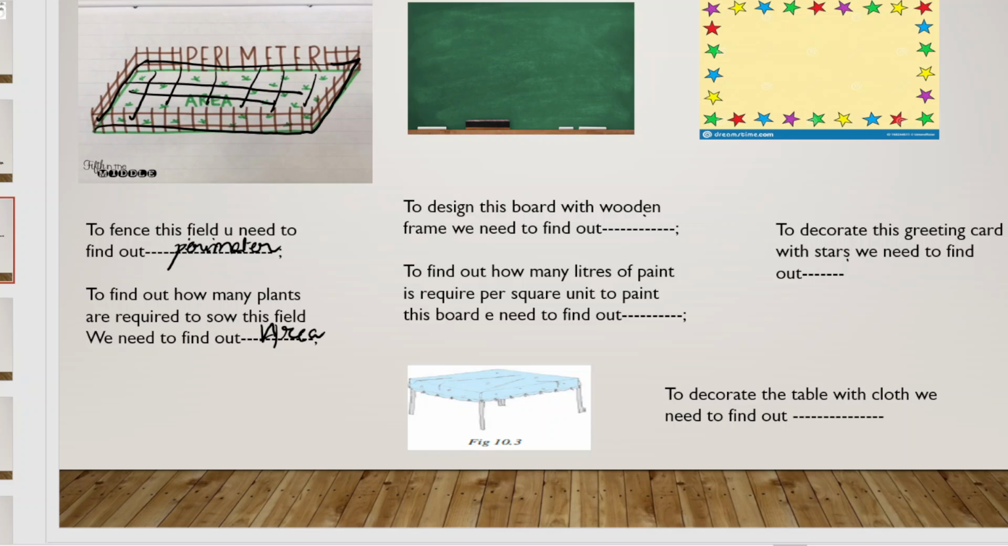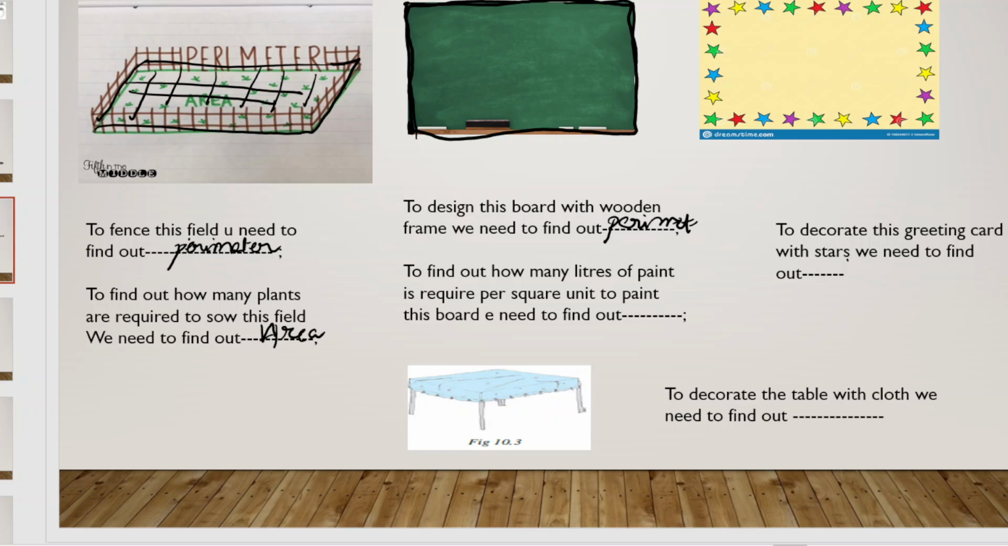And suppose, look at this board. Suppose you wanted to design this board with a wooden frame, all the boundaries should be covered with a wooden frame. Then we need to think about the lengths of all the boundaries of the board, and that is nothing but perimeter. In this problem we need to find out the perimeter.